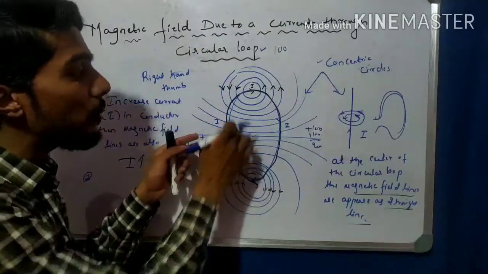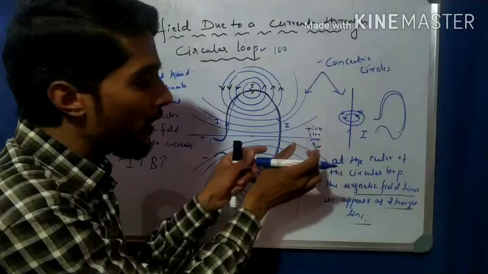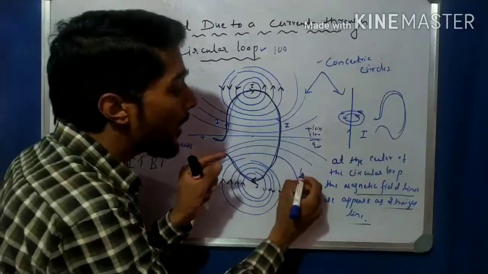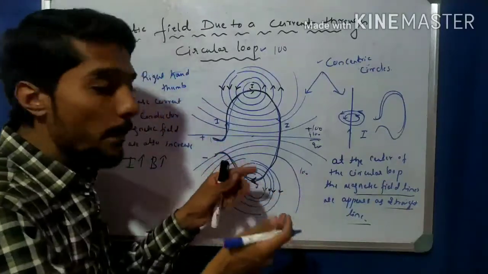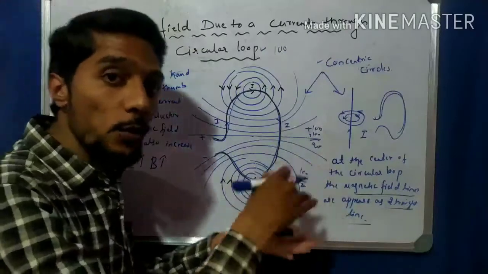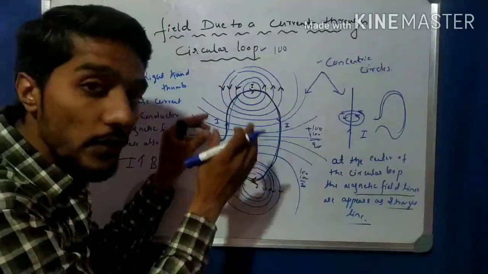Whenever I increase the number of coils, number of circular loops, there is an increase in magnetic field. For example, if one circular loop can produce 100 magnetic field, if I make 2, 100 plus 100, again 200. 3 means 300. 4 means 400. Whenever I increase the number of turns, the magnetic field also increases.